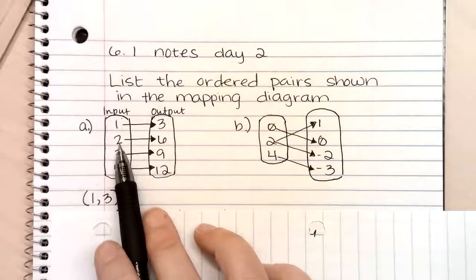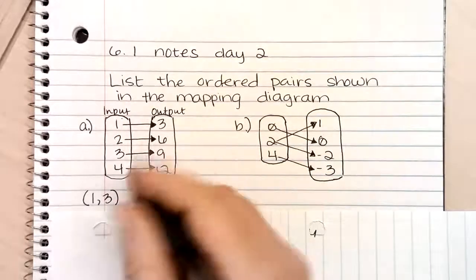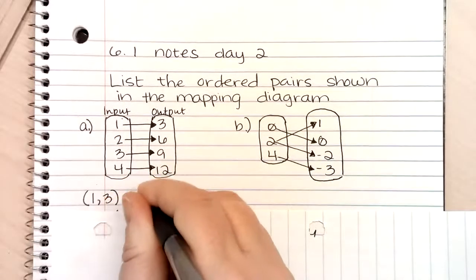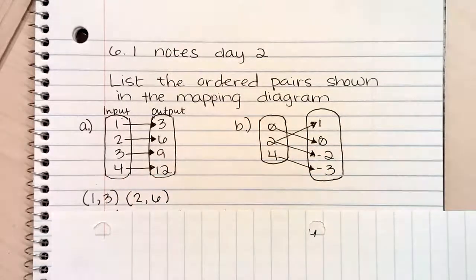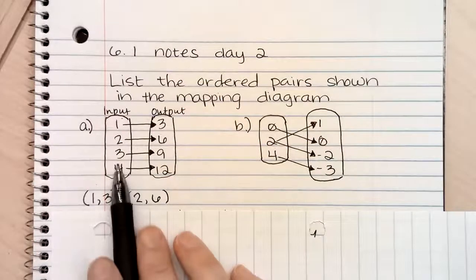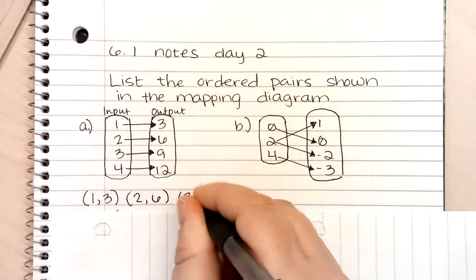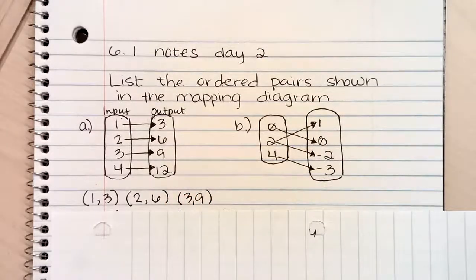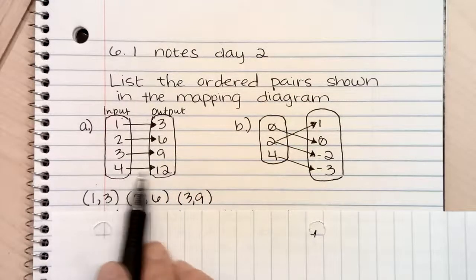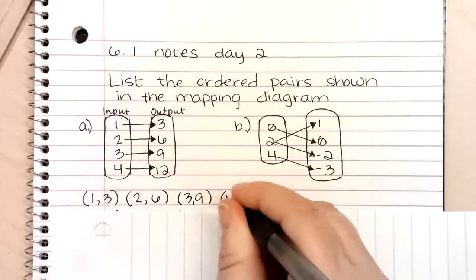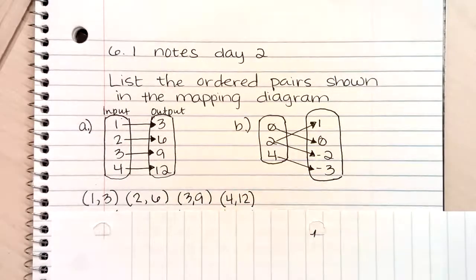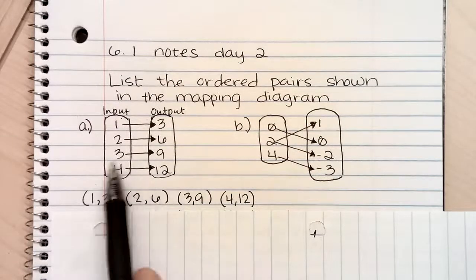Next, we have 2, and the arrow goes to 6. So our next ordered pair is 2, 6. 3, 9. And the last one is 4, and the arrow goes to 12. So it's 4, 12. All right, so we listed the ordered pairs shown in this mapping diagram.